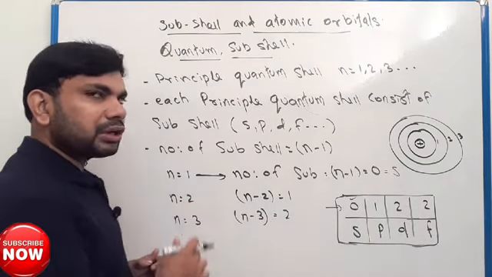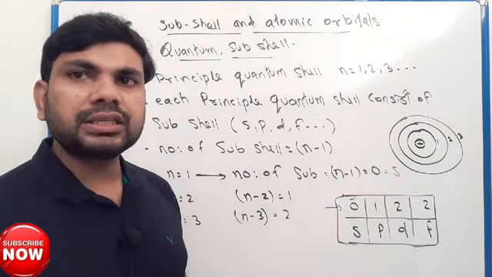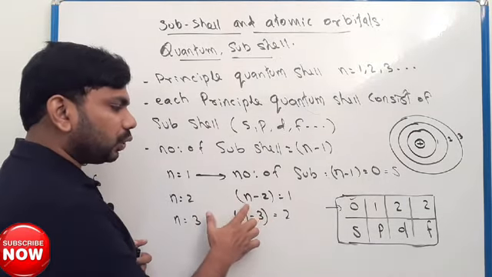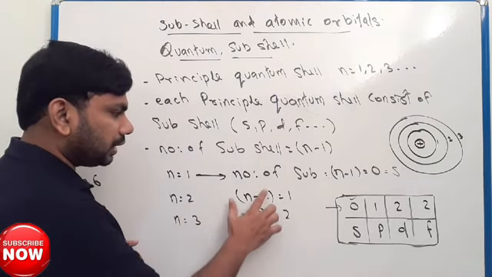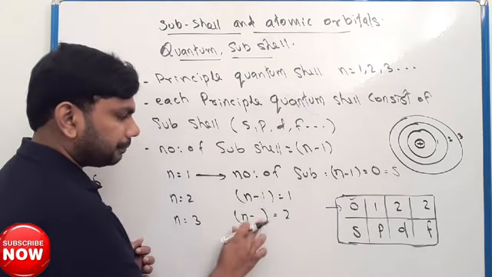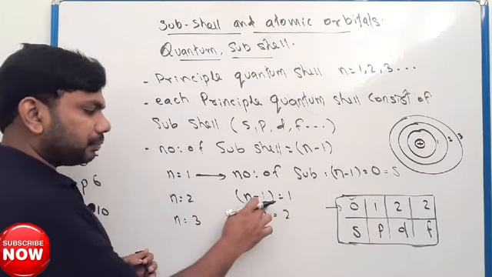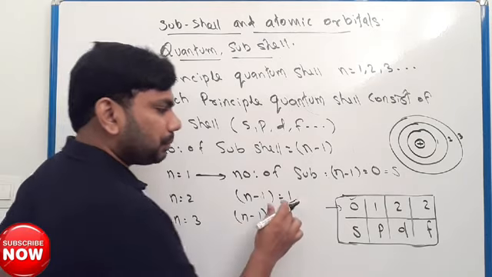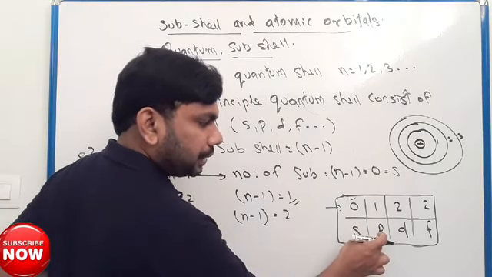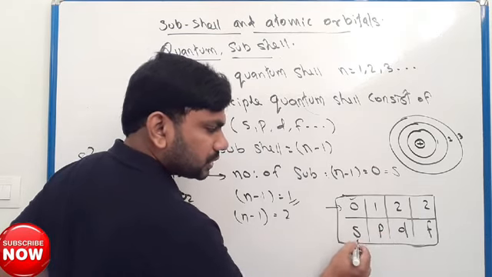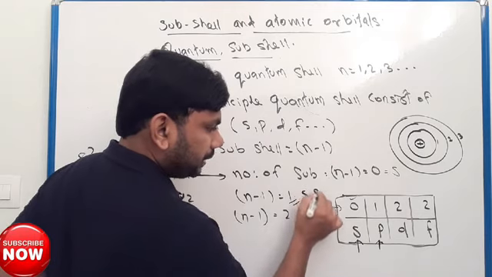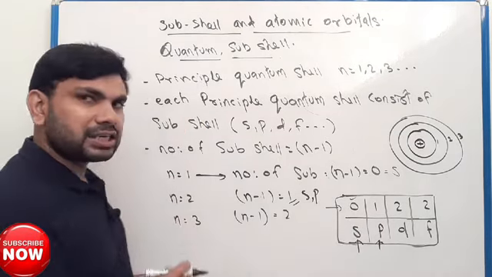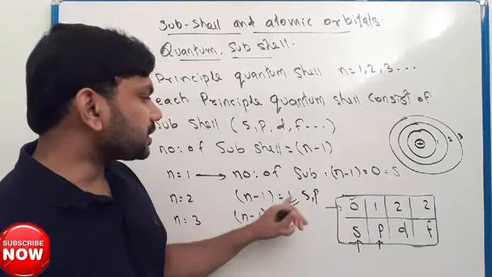Here n equal to 2, the second energy level. To find the number of subshells in the second energy level, we do n minus 1. Here n equal to 2, so 2 minus 1 is 1. 1 means p. So here there will be two subshells, s and p, in the second energy level.